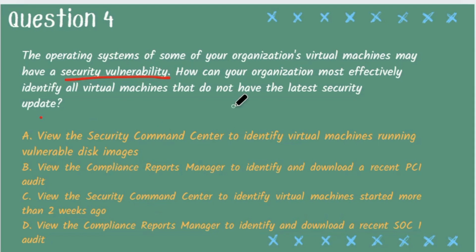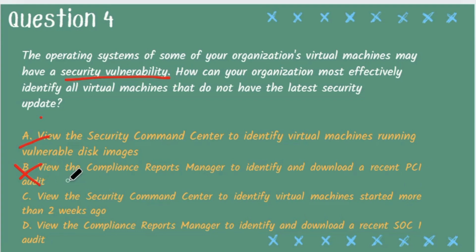So if we just go through the options, A: use the Security Command Center to identify virtual machines running on a vulnerable disk. This seems okay. Let's see the other options. Let's not be in a hurry to take this one. B: use the Compliance Reports Manager to identify the recent PCI audit. So this is a little vague. This is not the best way to do it. PCI is not directly related to security vulnerability. It is more of a compliance requirement.